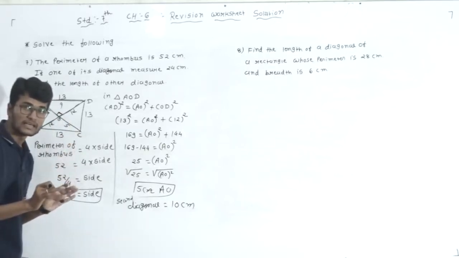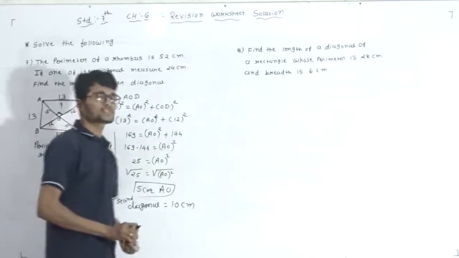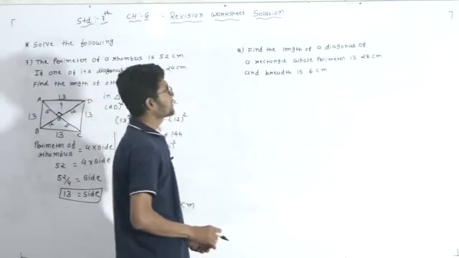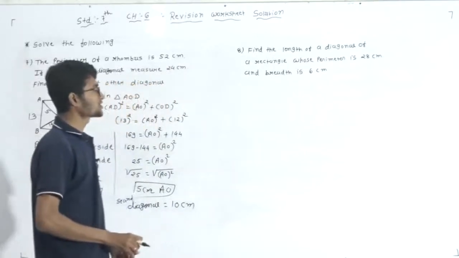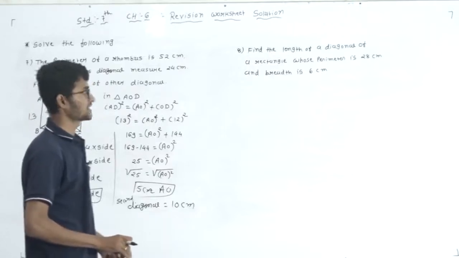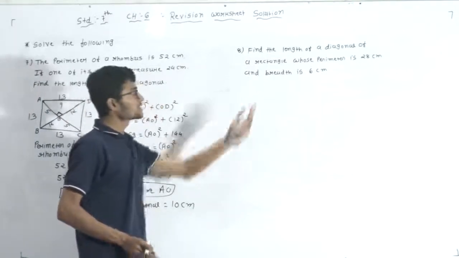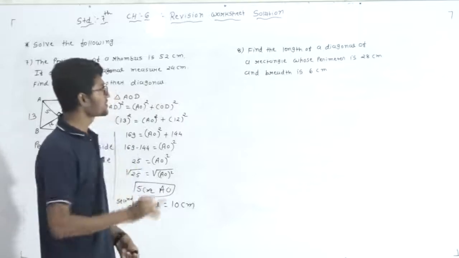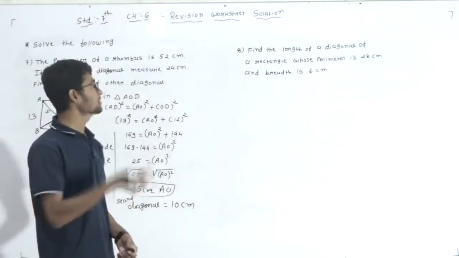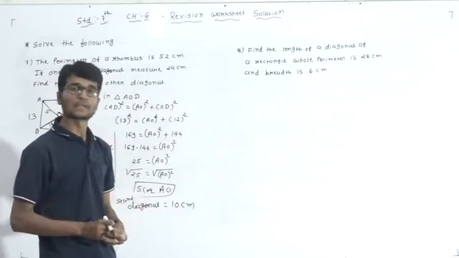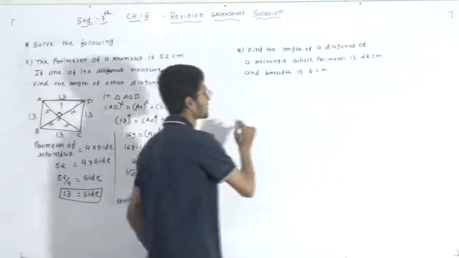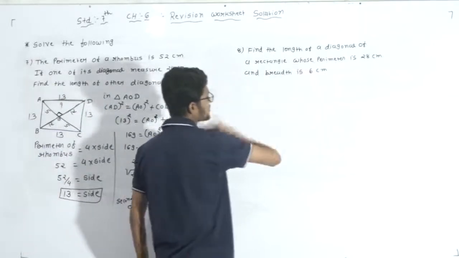Understand? Clear? Last question. Find the length of a diagonal of a rectangle whose perimeter is 28 centimeter and breadth is 6 centimeter. Now this one is the reverse of question number 6. In question number 6, the diagonal is given, the breadth is given, and we have to find the perimeter. Now the perimeter is given. So first of all, since the perimeter is given, we have to find the length.